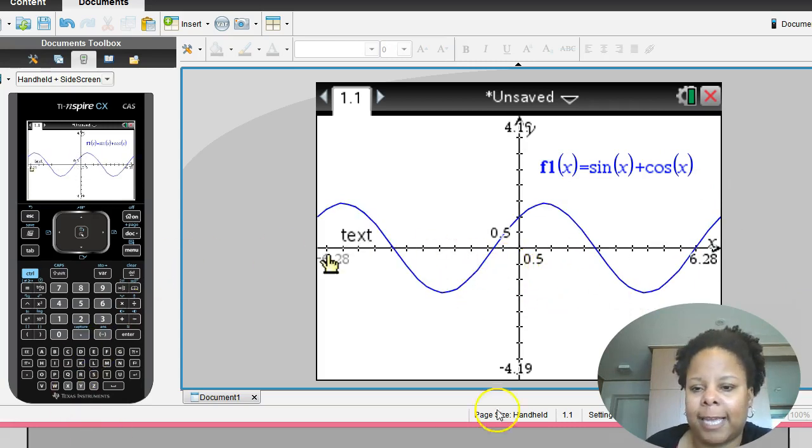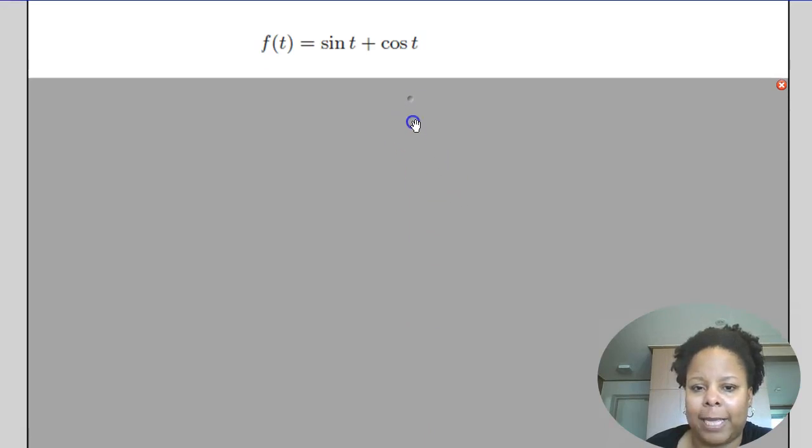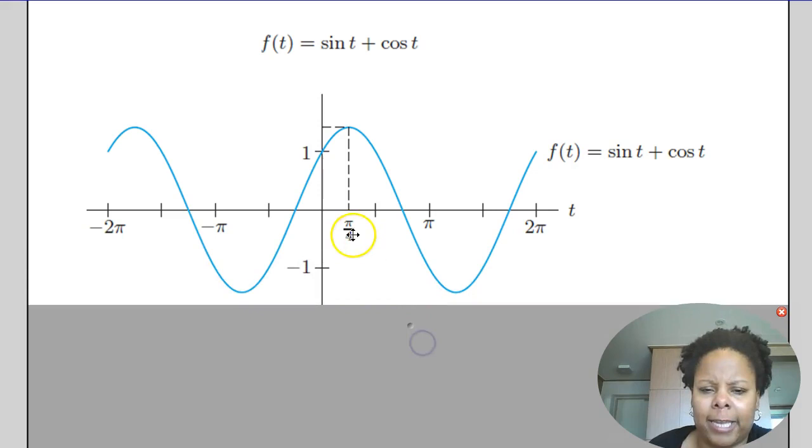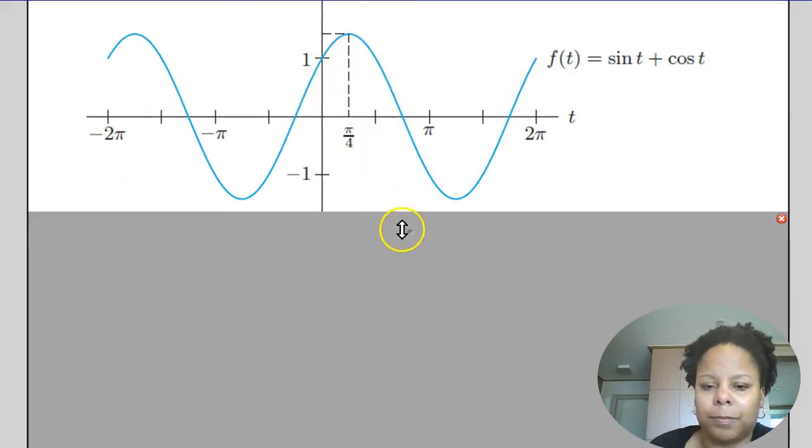So can we represent sine of x plus cosine of x in terms of just a sine or a cosine? And we can. The reason we can do that is this basically looks like a shift of pi over 4 to the right of the cosine function.